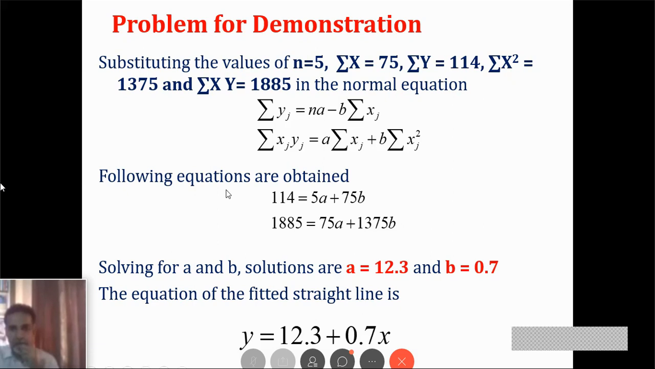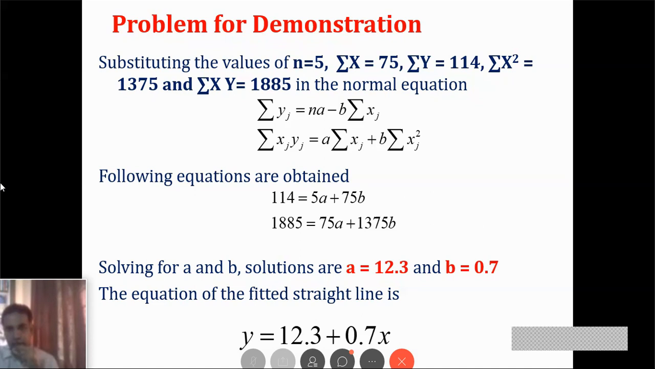You see that n is equal to 5. The sigma values of x squared and so on all get substituted into this. When substituted, these are the equations that you need to solve. When you solve these equations, you get A equals 12.3 and B equals 0.7. The equation of the straight line you need is y equals A plus Bx, that is, 12.3 plus 0.7x. This is how you adopt it. There is an equation correction required.